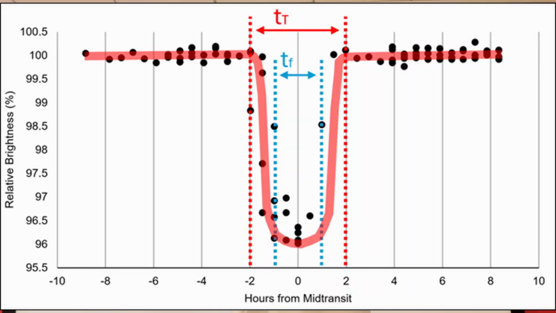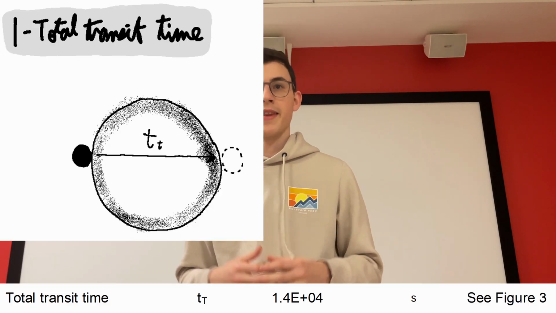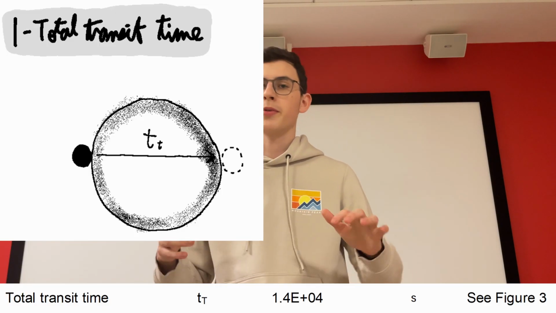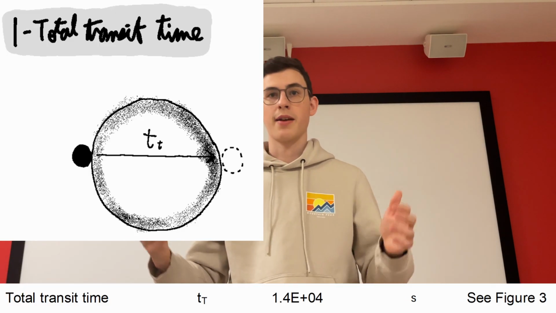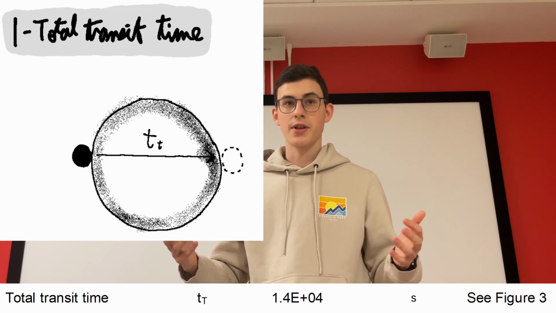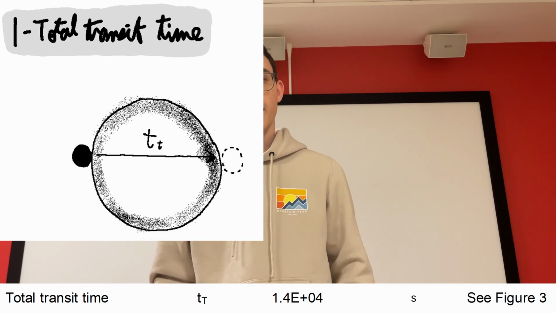Now, when observing the normalized light curve, which puts K2-419a's brightness in relation with the hours from K2-419ab's mid-transit, we can determine some final values which were essential in discovering many of the parameters presented previously. For example, there is a total transit time of 1.4 times 10 to the 4 seconds, which represents the amount of time the planet spent in front of the star according to the Kepler telescope.